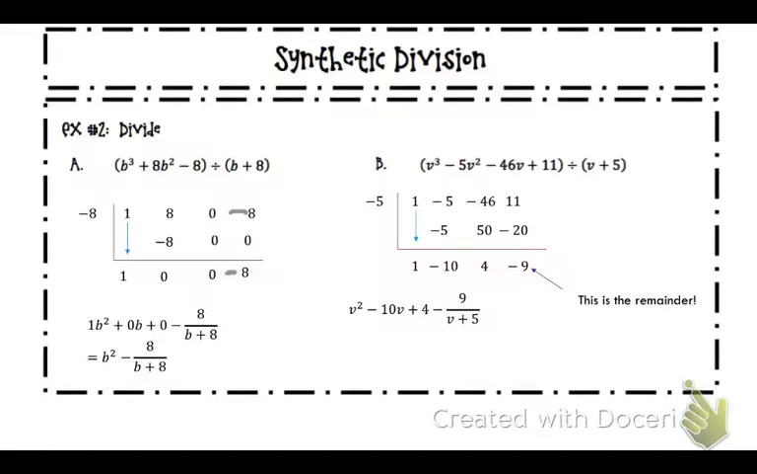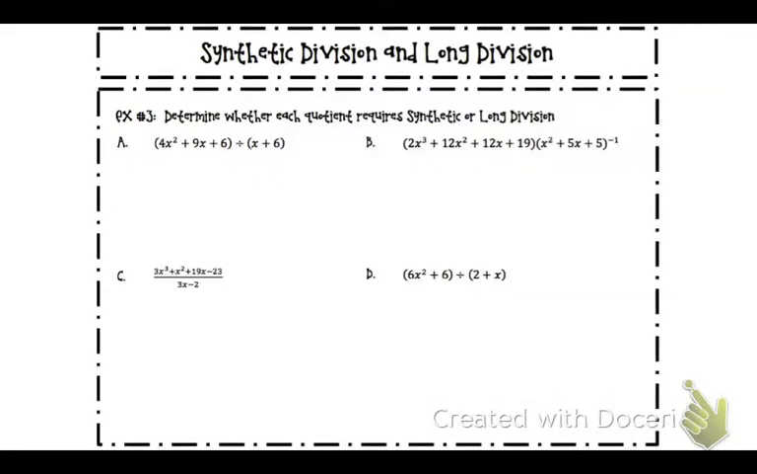Okay. So let's go to this one. So we just have to determine if we can use synthetic or if we have to use long division. On this first one, you can use synthetic division because it's just dividing by the x plus 6. The second one, you have to use long division because it's dividing by this x squared plus 5x plus 5, which is not just an x, so you have to use long division. C, you also have to use long division because it's dividing by the 3x minus 2. D, you can use synthetic division, you just have to change that to x plus 2.